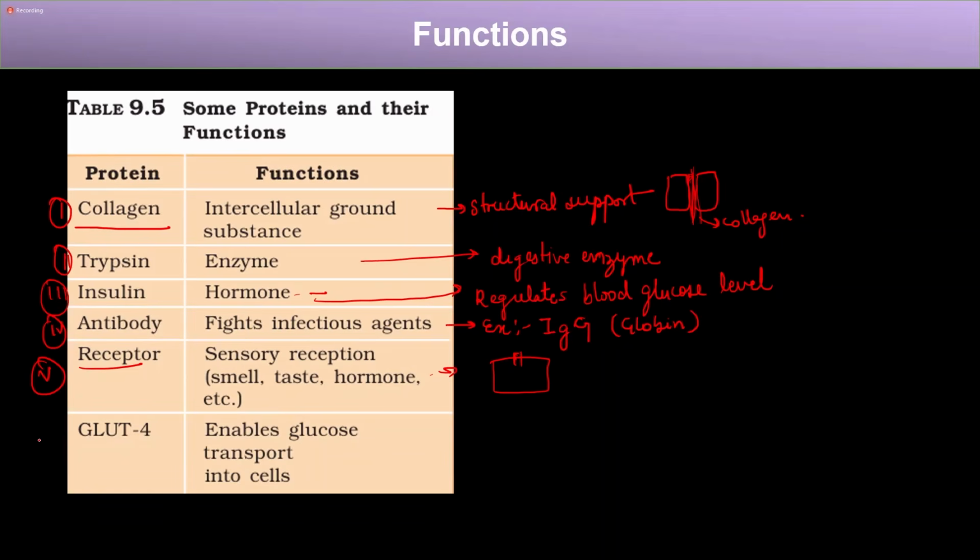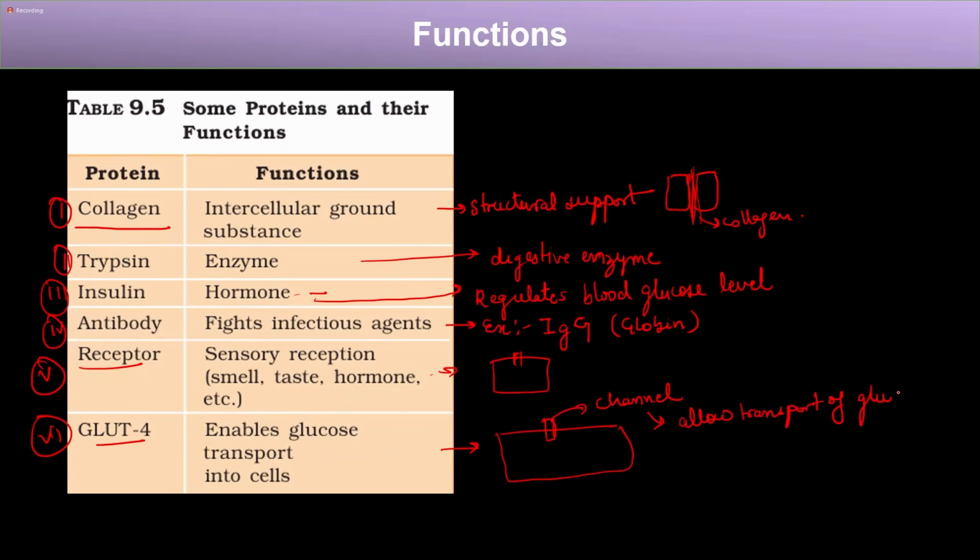Now the sixth is GLUT4. So what is GLUT4? Suppose this is your cell, this is your plasma membrane, then GLUT4 will be present over the plasma membrane. It is a channel, and what does this channel do? This channel allows transport of glucose. So GLUT4 is a channel that allows transport of glucose. So these are certain proteins and their functions.